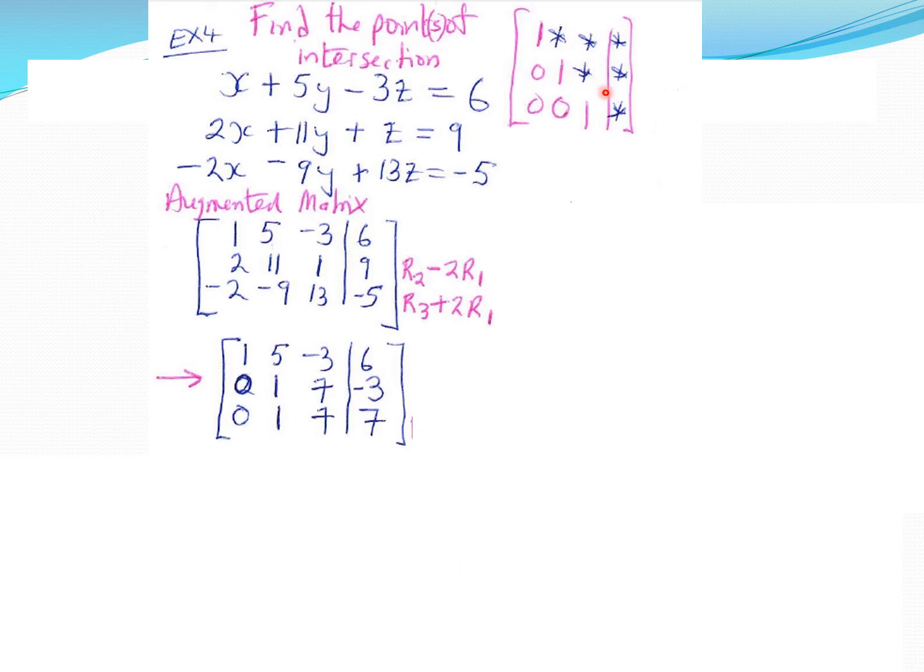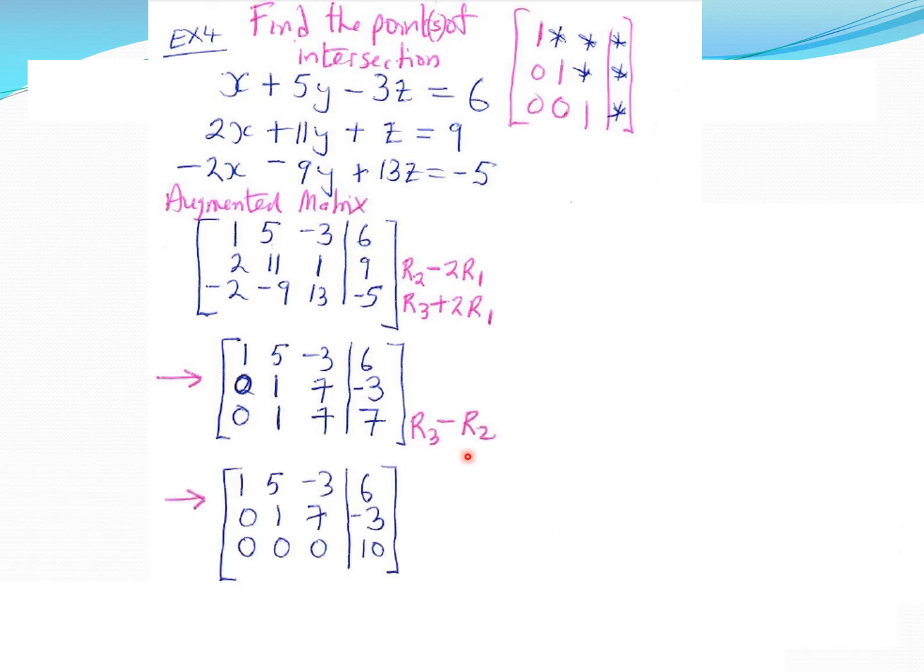So we're kind of gradually getting there. Now we'd like to get a 0 into this position. And look what happens this time. Row 3 minus row 2. So we get 1 minus 1 is 0. 7 minus 7 is 0. 7 minus minus 3 is 10. So we end up with a situation we haven't seen before.